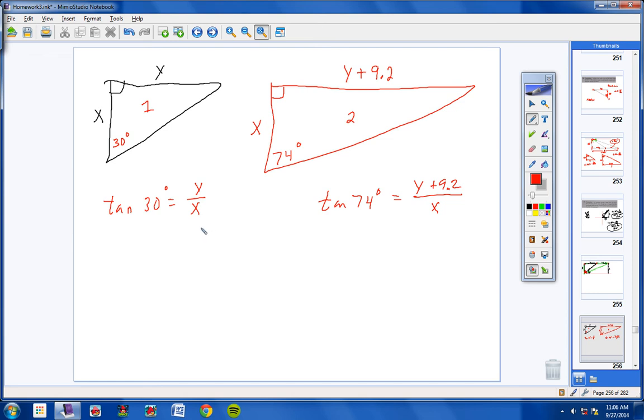So in this equation here, I'm going to multiply both sides by x. So if I multiply both sides by x, I'm left with this right here. There we go. So what does y equal? y equals x tangent of 30. So over here for y, I can get rid of y.